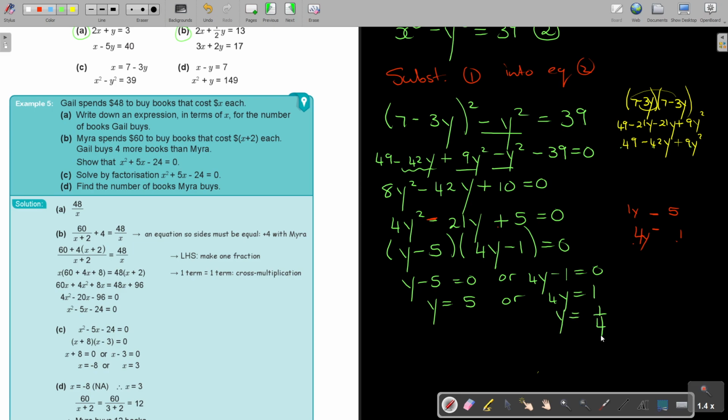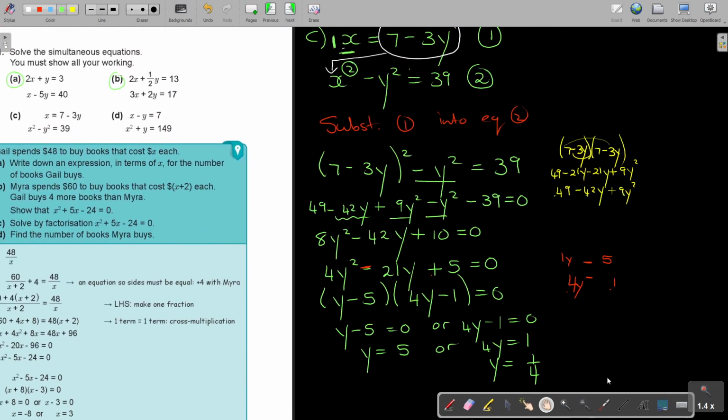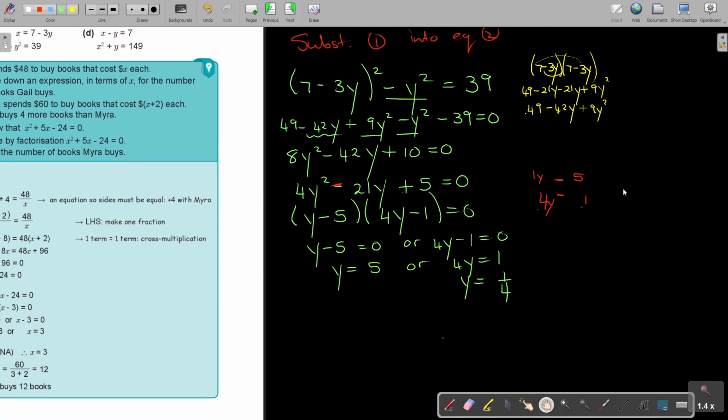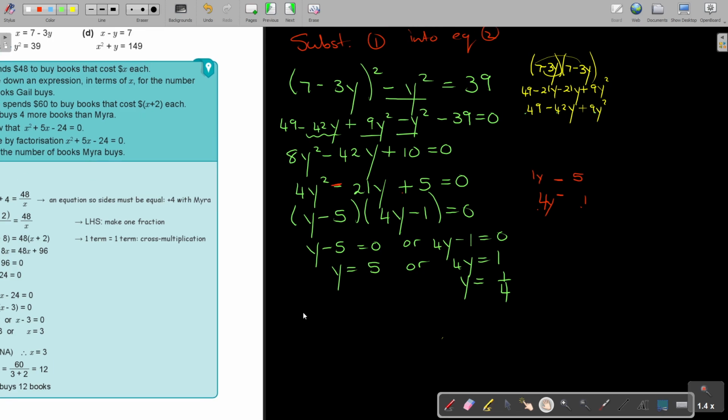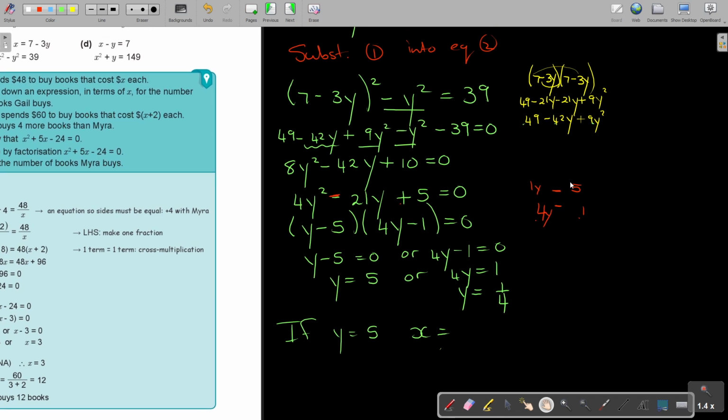But now I'm not through. Now I'm going to substitute. So x is equal, in equation 1, if y equals 5, let's go to my equation for x: x is equal to 7 minus 3y.